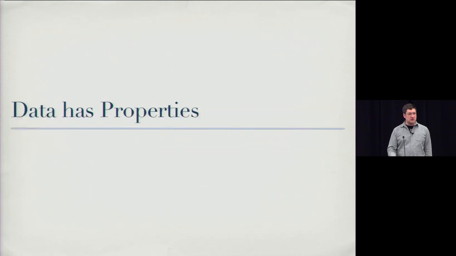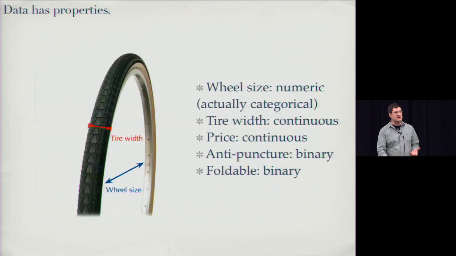Finally, the third leg of the stool that's going to influence your design is the data itself. The data has properties, and the properties of the data are hugely going to influence how you want to represent those data visually. So going back to my lovely bike tire example here, it's got a number of interesting properties. It's got the wheel size, so we measure it with numbers, but it's actually categorical, right? There's only a small number of different size wheels you can get for a bicycle.